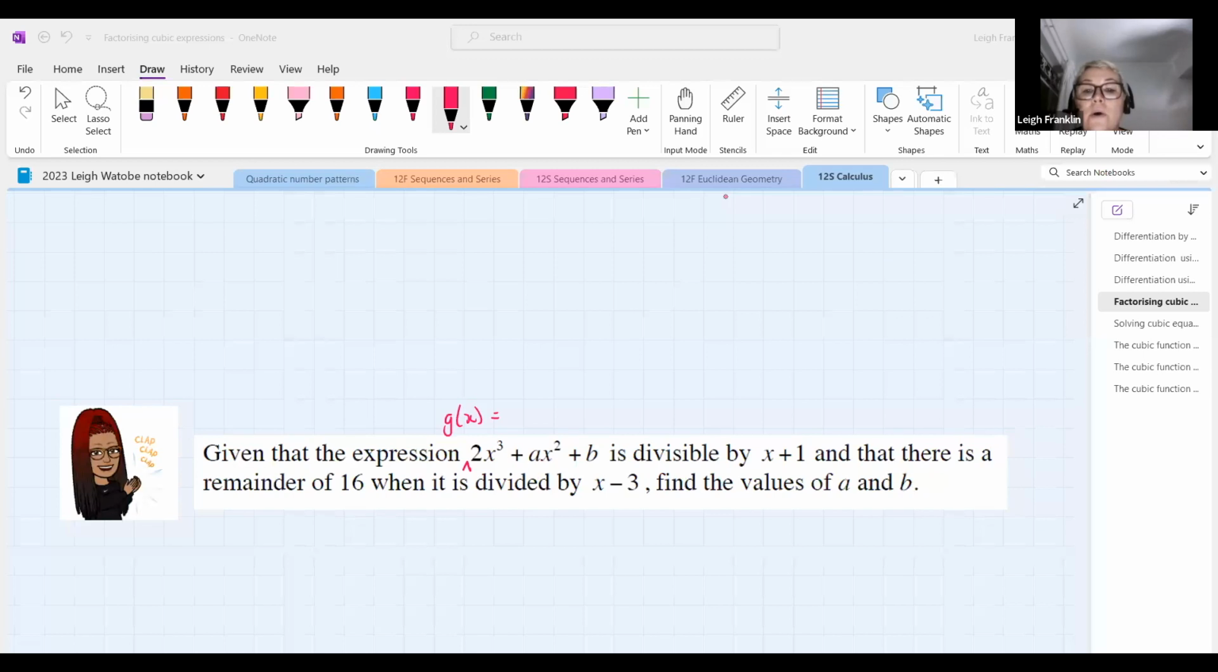Good, well done. So therefore, x plus 1 is a factor of g of x. The second piece of information is that there is a remainder of 16 when it is divided by x minus 3. Okay, so is x minus 3 a factor?